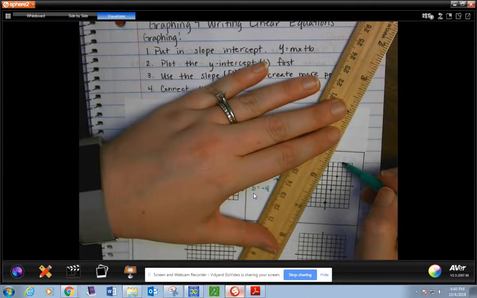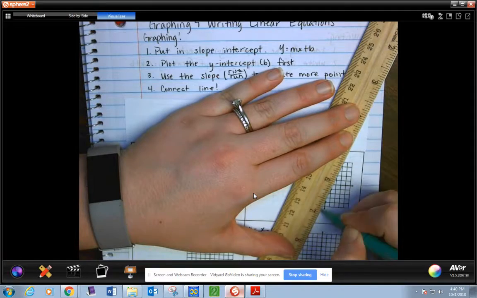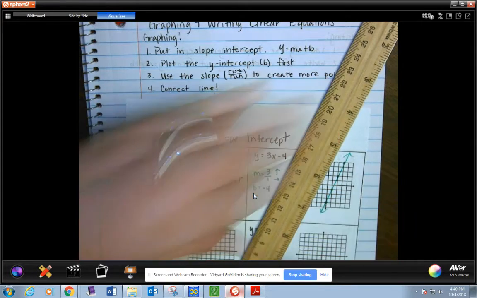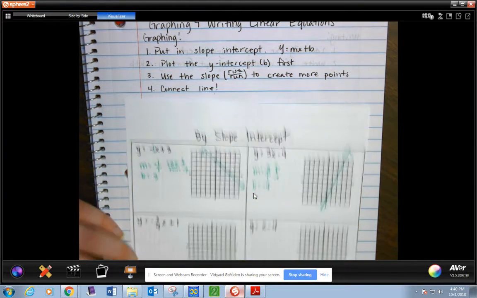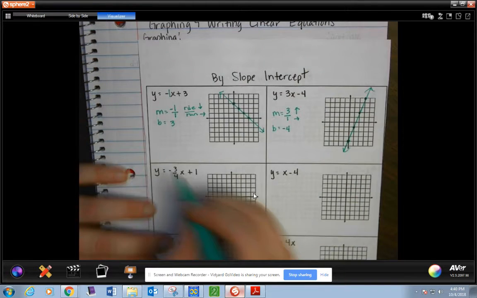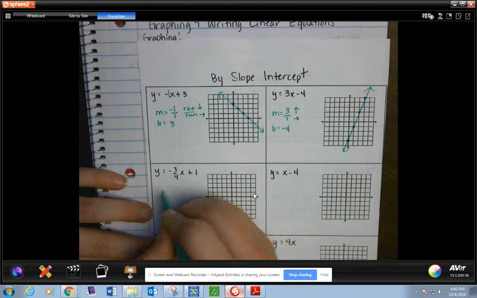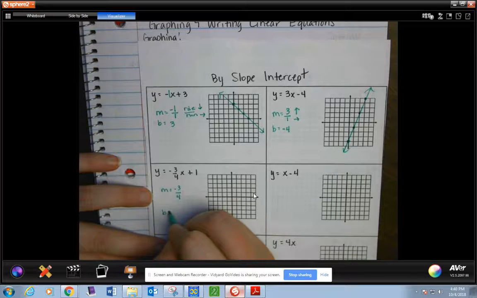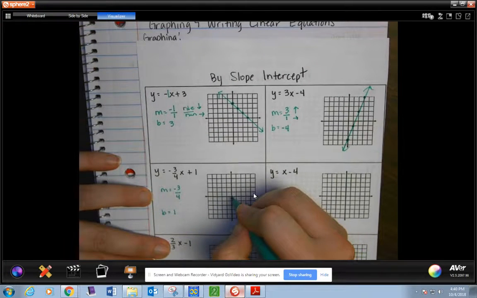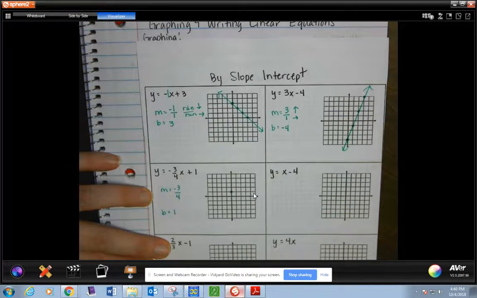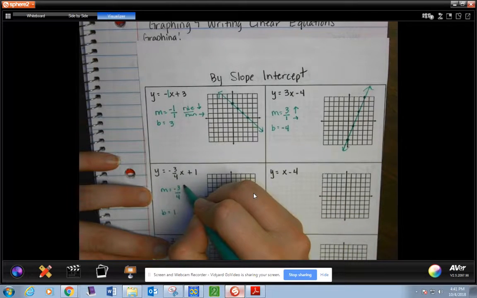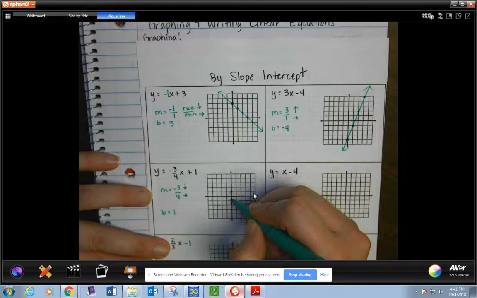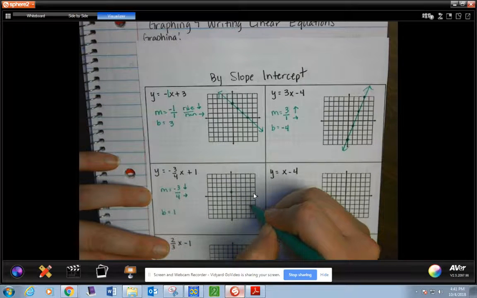So now I take my ruler and I connect and draw my straight line. I like straight, pretty lines, so make sure you're using a ruler. And I move on to the next example. Y equals negative 3/4 x plus 1. The first thing I'm going to look for is my m, which is negative 3 over 4. And the y-intercept is 1. So we're going to start with the y-intercept at 1 because we always start with the y-intercept. Negative 3 tells me to go down 3, and 4 tells me to go right. So I'm going to go down 3, right 4.